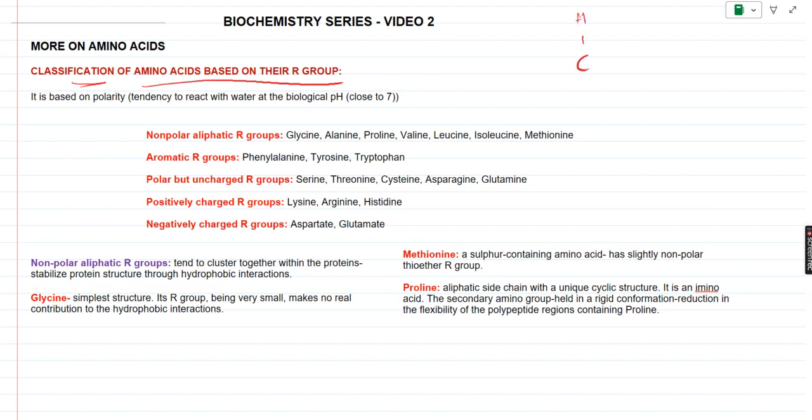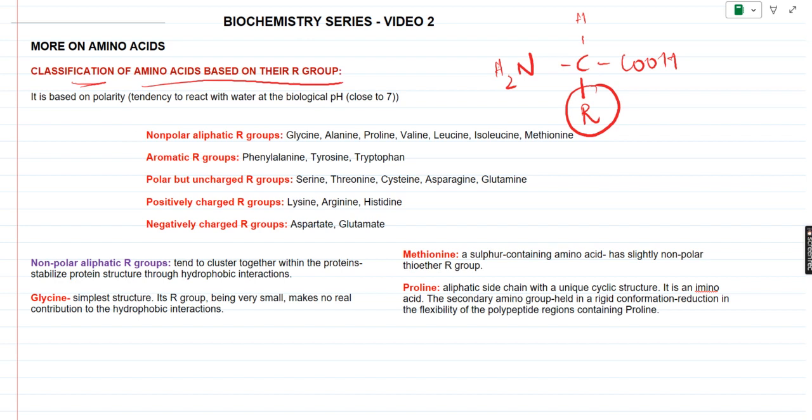So if I draw it here, you have the amino group, you have the carboxyl acid group, and you have the R group here, which is going to be characteristic for each and every amino acid. You are going to have different names for the amino acids based on this R group. So there is going to be classification of amino acids based on their R group, and we have seen more about this in the previous video.